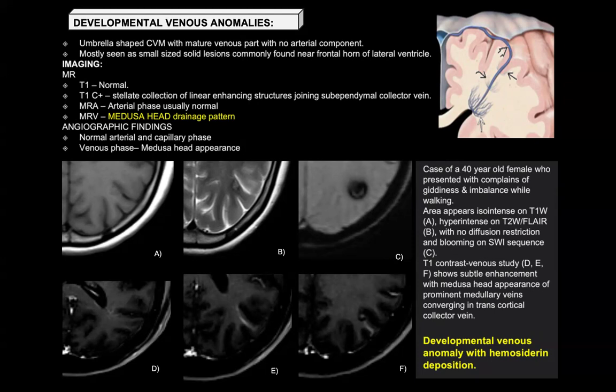Developmental venous anomalies are umbrella-shaped CVMs with a mature venous part with no arterial component, mostly seen as small-sized solid lesions commonly found near the frontal horn of the lateral ventricle. Imaging features usually appear normal on T1 but show post-contrast delayed collection of linear enhancing structures joining subependymal collector veins. MRA is usually normal, whereas MRV gives a characteristic medusa head drainage pattern.